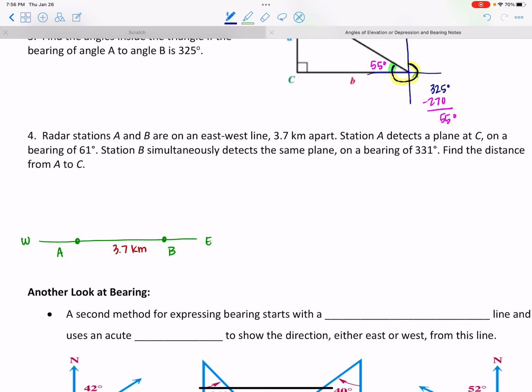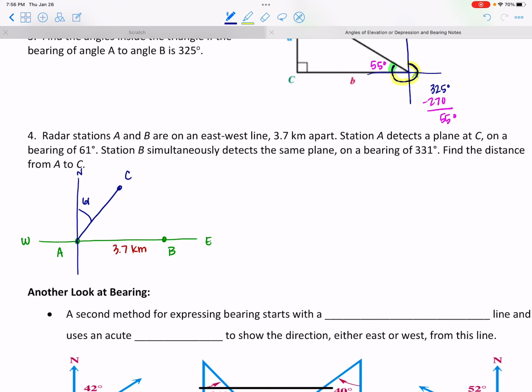So I'm going to go ahead and make my north line right through point A, 61 degree bearing. Remember, this is north, means I'm going to rotate 61 degrees this way. So that my angle is going to look something like this. And again, from there it's detecting C. So let's put C out here. So this is 61 degrees.